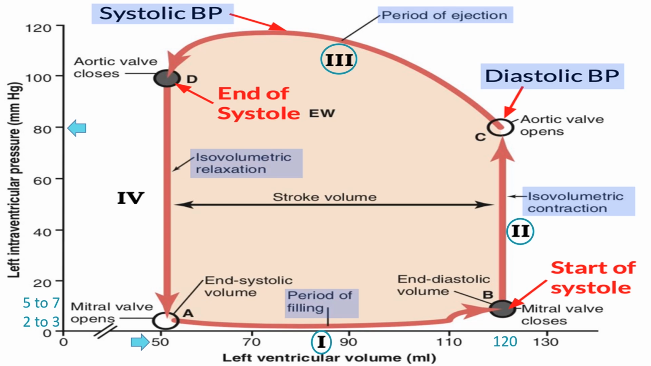Phase 3, which is period of ejection. During ejection, the systolic pressure rises even higher because of still more contraction of the ventricle. At the same time, the volume of the ventricle decreases because the aortic valve has now opened and blood flows out of the ventricle into the aorta.